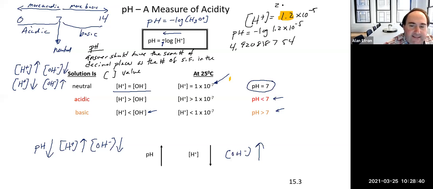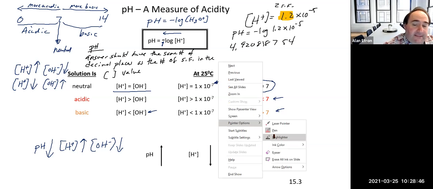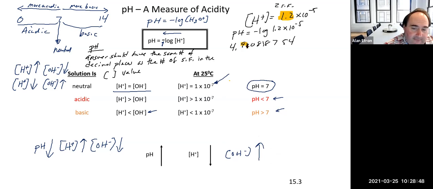That is not how many significant figures we should have in our pH, but it is how many decimal places. So we should actually go to two decimal places in this case. And our answer really should be 4.92. Two decimal places for the two significant figures in the concentration. And by the way, this would be acidic. Question on that there?